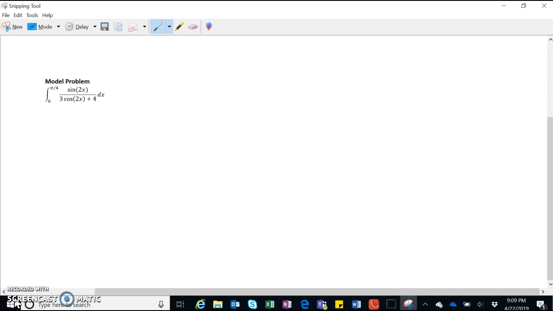We've talked in the past about places that U can be found, and in this particular example, there's no radical or power or E, so a great place to look for the U is in the denominator of the function. So here's my side work that I'm going to establish. Let's let U equal the entire denominator of this quotient. That's 3 cosine of 2x plus 4.